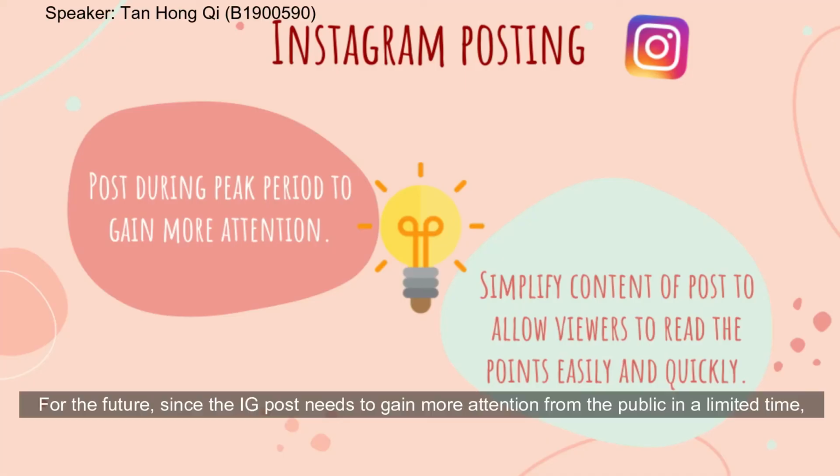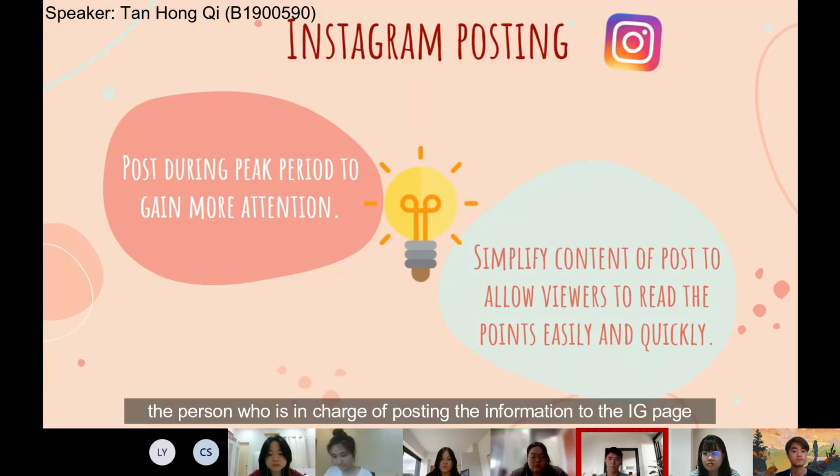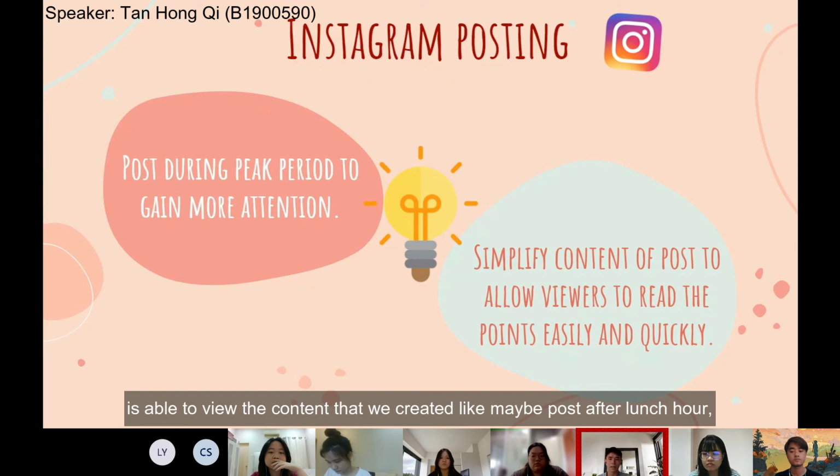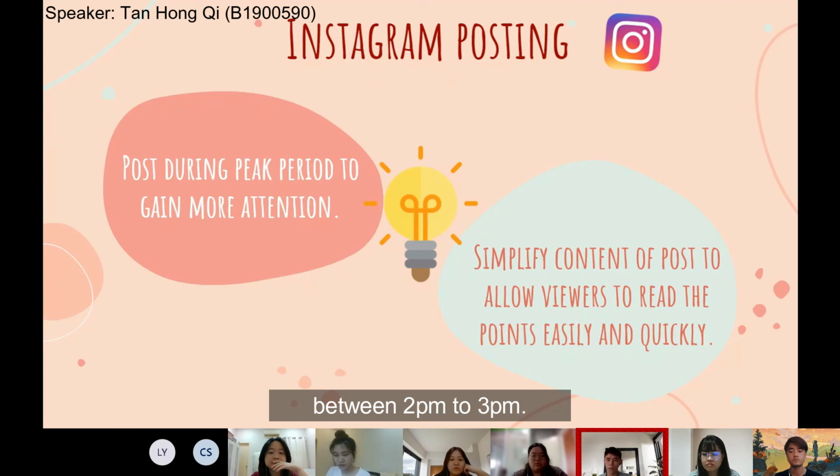For the future, since the IG post needs to gain more attention from the public in a limited time, the person who is in charge of posting the information to the IG page needs to choose a specific peak period when most IG users are able to view the content that we created, like maybe posting after lunch hour, between 2 p.m. to 3 p.m.